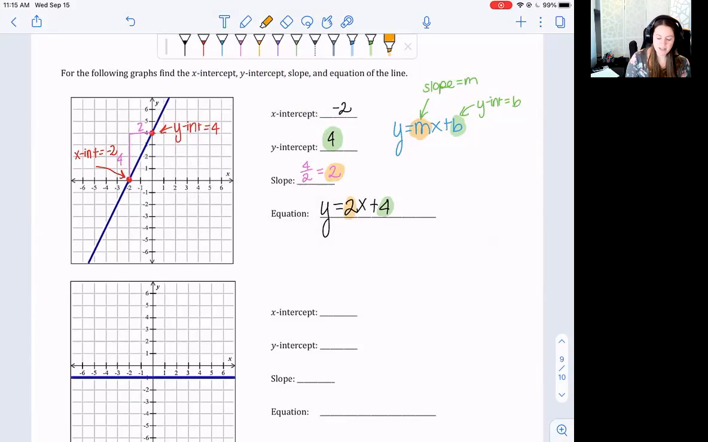Questions on that example? Does that make sense what you would do for this? You're looking at the intercepts. You can use the intercepts to find your slope, and then putting it into an equation is easy as long as you have a y-intercept and a slope.